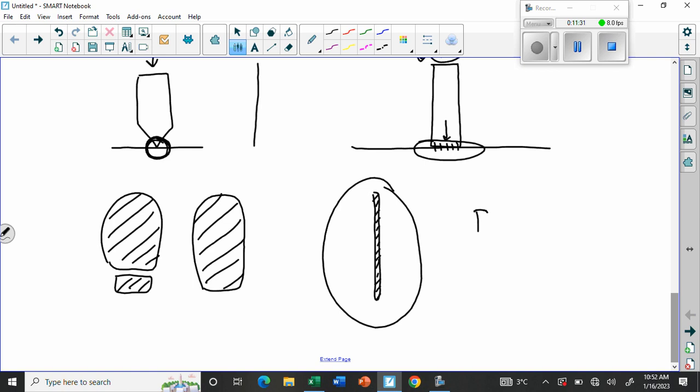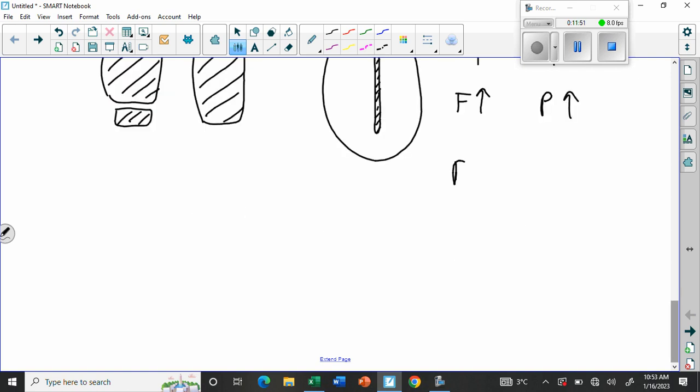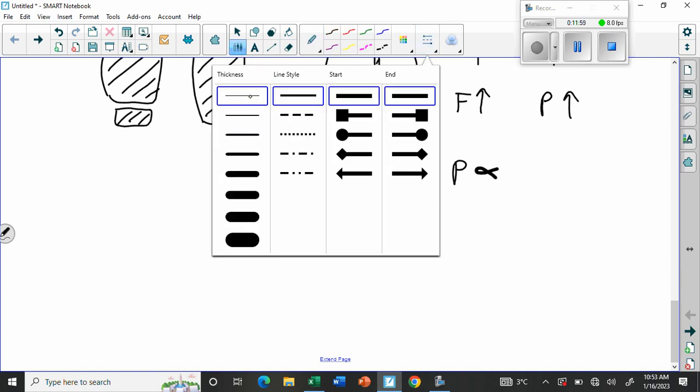So what that means is pressure goes up as force goes up. And the way we write that mathematically is with what we call a proportion statement, right? So we say pressure is proportional to force. So what that means is if you increase the force, then the pressure will also increase. They go together.